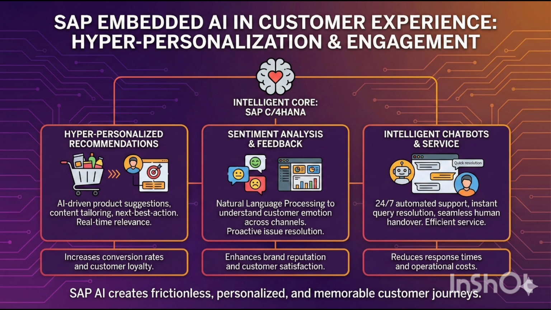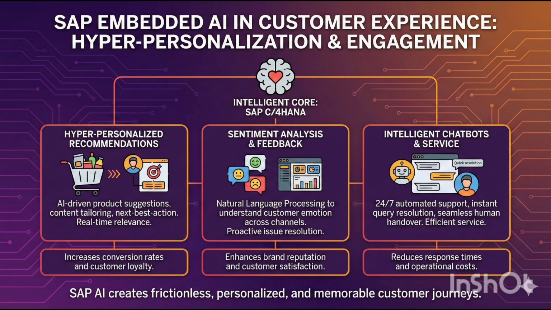Moving forward, we have SAP Embedded AI in customer experience, which is being used for hyper personalization and engagement. We have three main uses: hyper personalized recommendations, sentiment analysis and feedback, and intelligent chatbots and services. In hyper personalized recommendations, we have AI driven product suggestions, content tailoring, next best action, and real time relevance. Similarly, sentiment analysis and feedback enhances brand reputation and customer satisfaction, and intelligent chatbots and services are being used to reduce response times and operational costs.